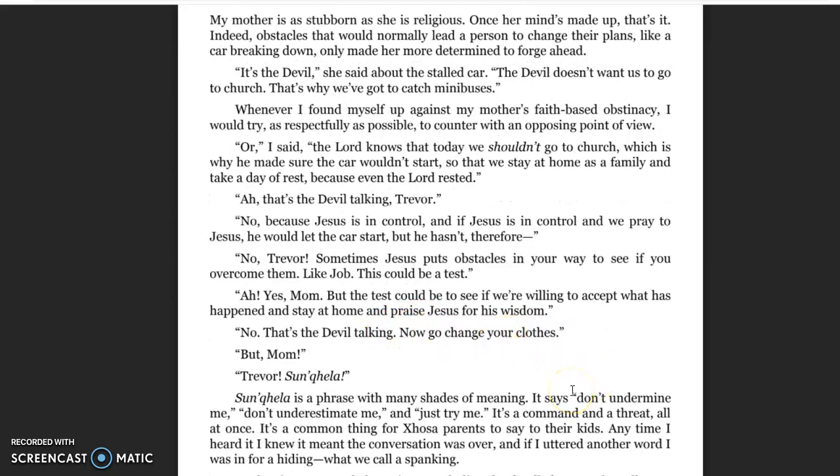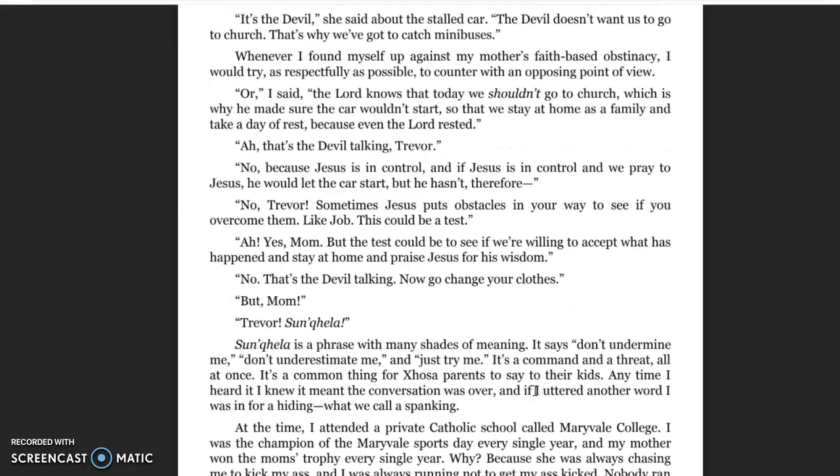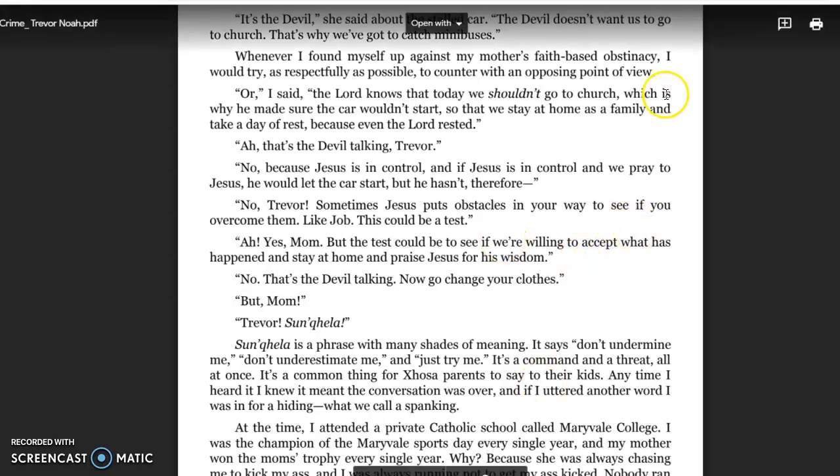So she says, don't undermine me. It's a command and it's a threat. So she demands his respect, and she demands that he follows what she says. So they go to church, and he had some doubts. And so it's going through all that.